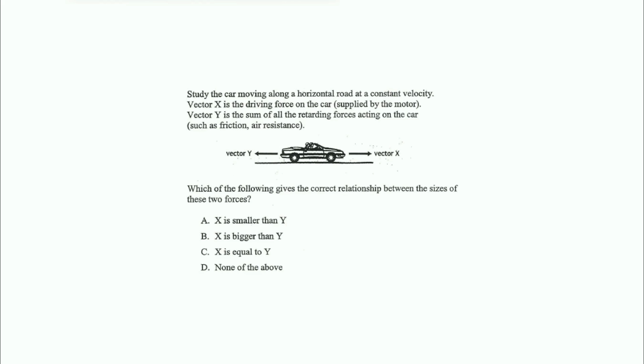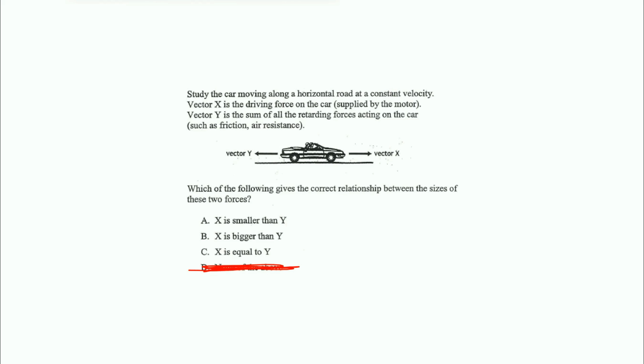All right, cars moving along, horizontal road, constant velocity. Okay, so essentially vector x is the force from the motor, and vector y is the force of anything trying to stop the motion, like friction and air resistance, etc. So the question really is x greater than y, or is y greater than x, or are they the same size force, or none of the above? Well, it's not none of the above, it is one of the above, so let's get rid of d. Right, what's actually going on?